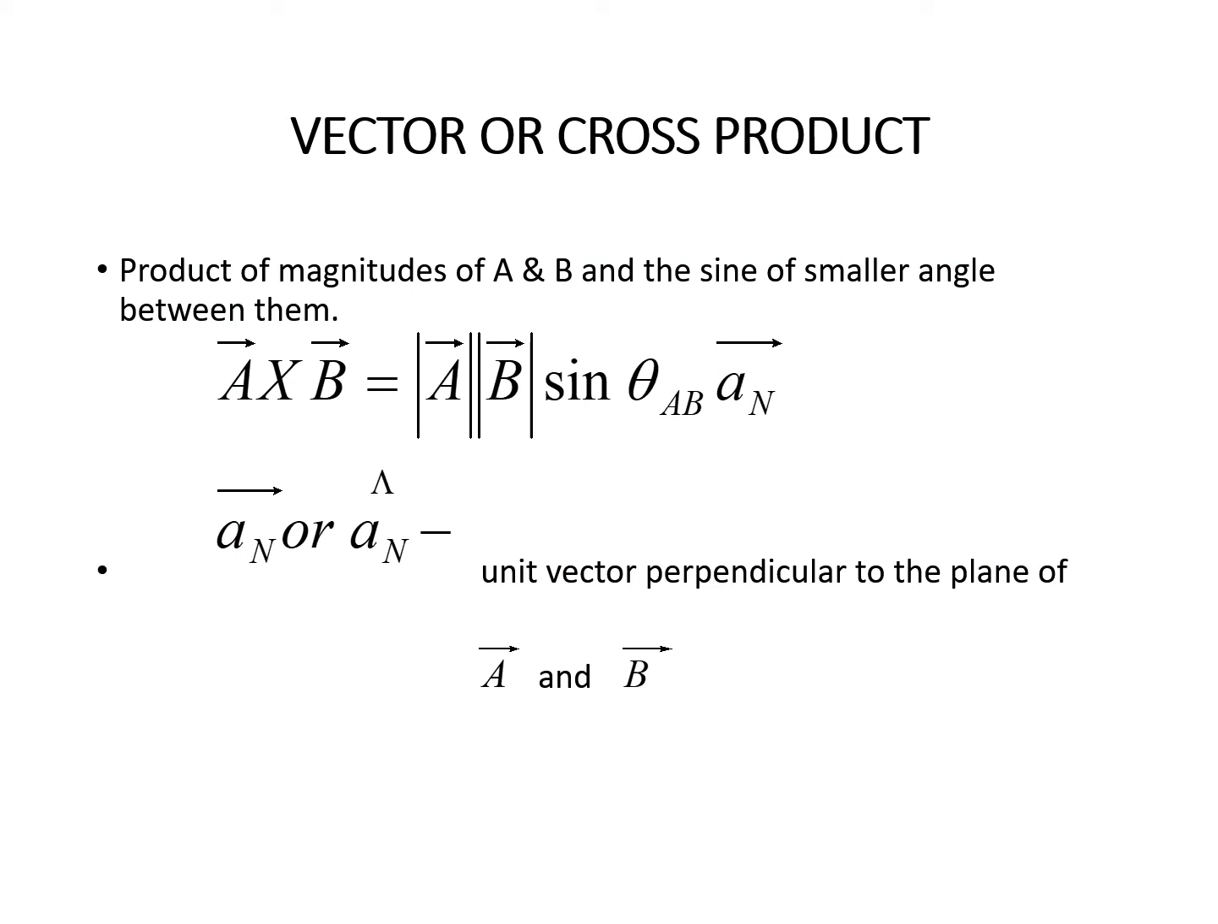Vector product or cross product. The vector product is denoted as a vector cross b vector, and it's defined as the product of the magnitudes of a vector and b vector and the sine of the smaller angle between them. So from the definition we can write the equation: a vector cross b vector is equal to magnitude of a vector, magnitude of b vector, sine theta AB into an vector. So an vector, or an cap, is a unit vector perpendicular to the plane containing a vector and b vector, or the unit vector normal to the plane containing a vector and b vector.